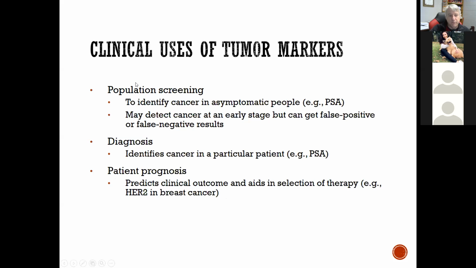So population screening, of course, and diagnosing which cancer we have is definitely useful with tumor markers. And then patient prognosis predicts the clinical outcome and what therapy we're going to do. We get the example here of HER2 in breast cancer, where if HER2 is found, there's one way of treating that breast cancer. If another tumor marker is found for breast cancer, there's a totally different path the patient goes down.